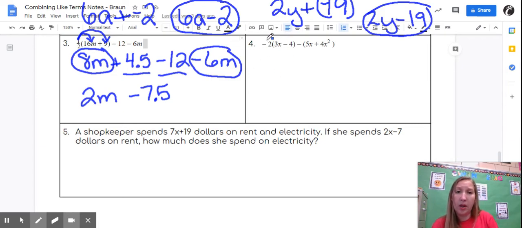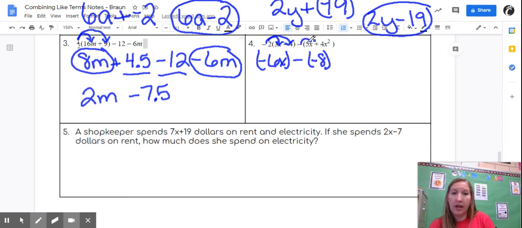Again, we have the distributive property, and this time we're distributing our negative 2 to both terms in the parentheses. So I'm going to go ahead and do negative 2 times 3x to get negative 6x minus negative 2 times 4, which is going to give me negative 8. And then here I've got my negative sign again, so I'm going to distribute that to these parentheses here.